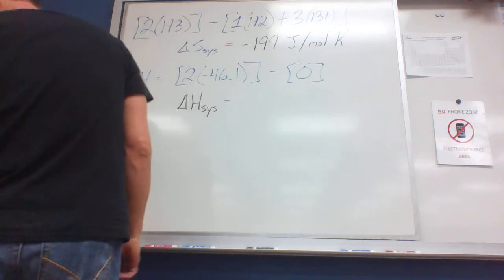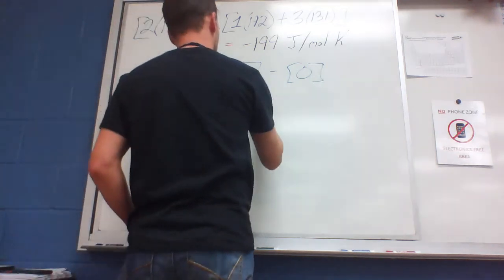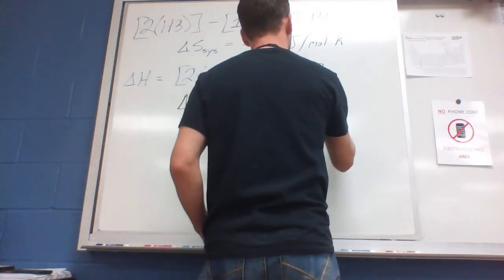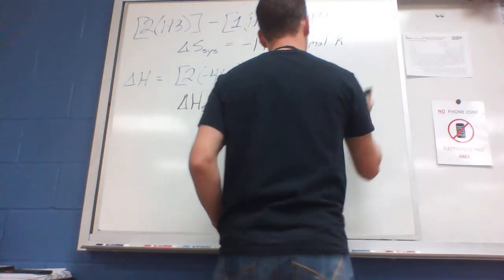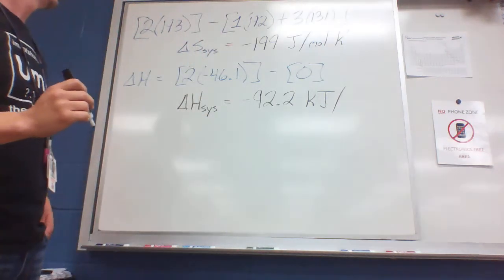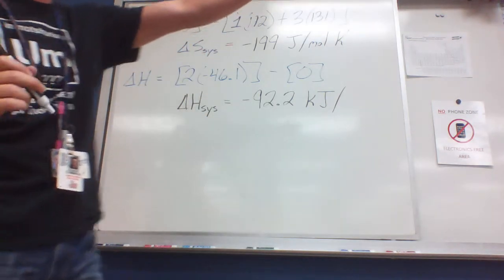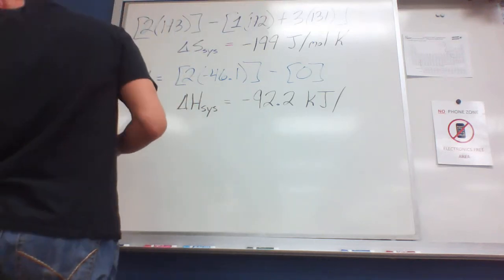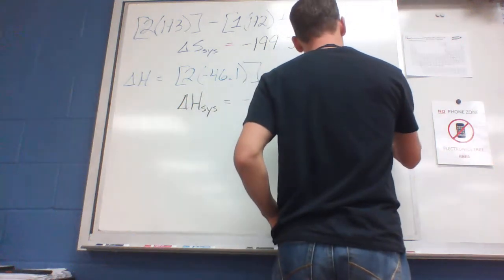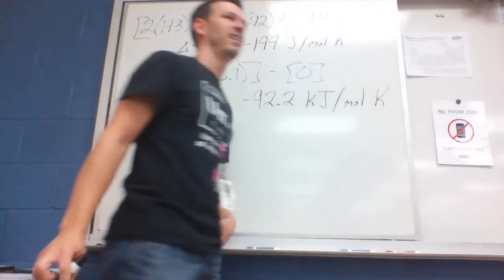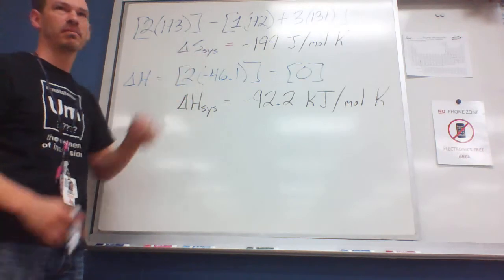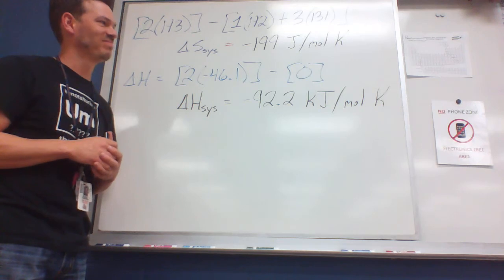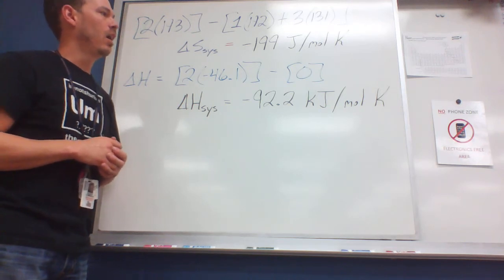All right, so I'm going to get a value of negative 92.2 kilojoules. How do we know if it's H or S? Well, I ran S based off S numbers, and then I ran H based off H numbers. S is the entropy of the system, and H is the enthalpy of the system. Oh, okay. Thank you very much.